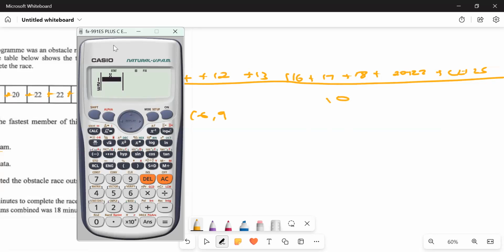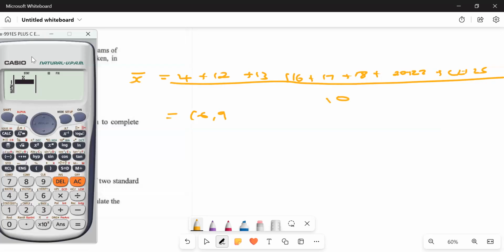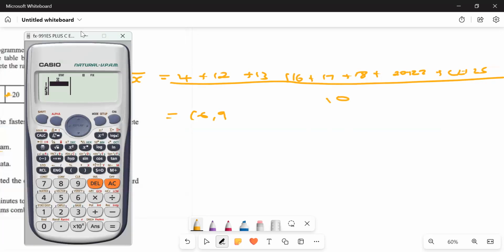The first value that we have is 4. How do you key in the data? You key in the data by pressing equals. So you say 4 equals, and then after that 12 equals, 13 equals, 16 equals, 17 equals, 18 equals, 20 equals, 22 equals, 22 equals, 25 equals, we're done. All in all, they are 10.